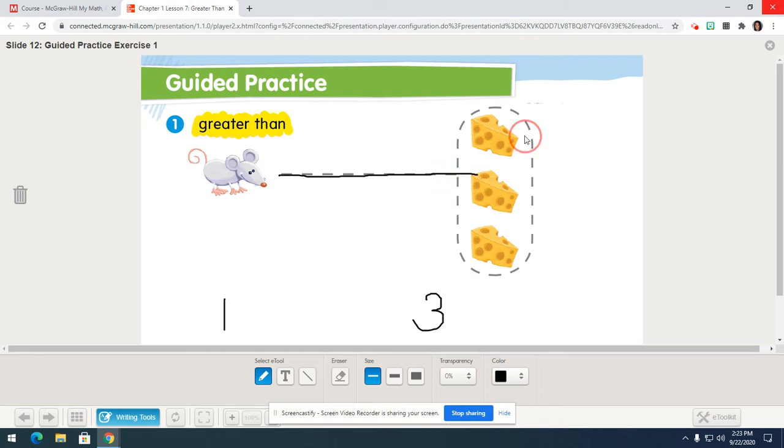If we look, we have 1, 2 extra cheeses. So that tells me that 1 is less than 3. Or we can say 3 is greater than 1. Echo me. The cheese is greater than the mouse.